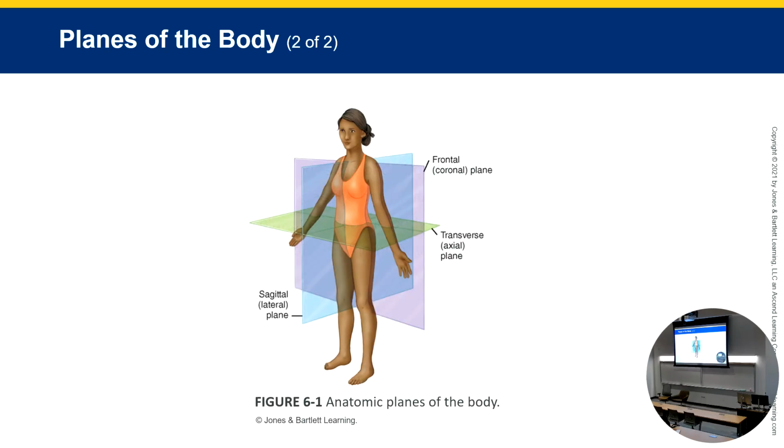So here we have some imagery, and that's the imaginary lines that are dividing the body into different planes of existence, so to speak. Make sense? Any questions there? Excellent, excellent.